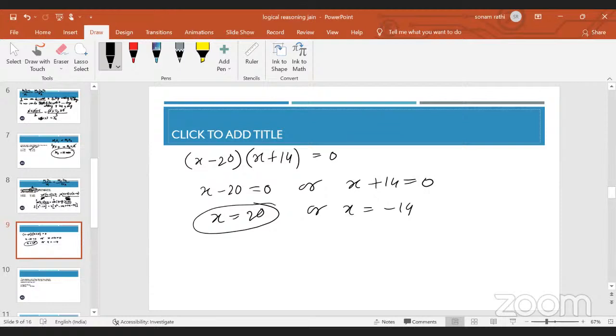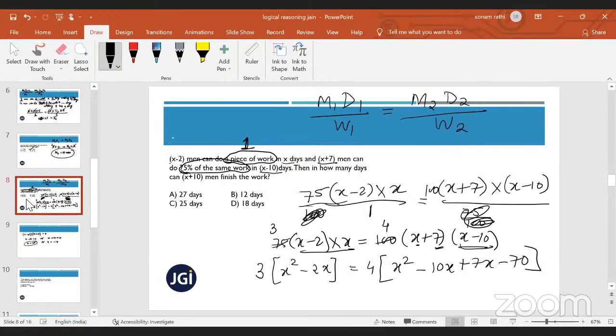Correct. Now, once you get X equal to 20, what is the first part of the question? The first part is that X minus 2 men can do a work in X days. So X minus 2 means 18 men can do a piece of work in 20 days. Right. Now I have the value of X. So now 18 men can do a work in 20 days.